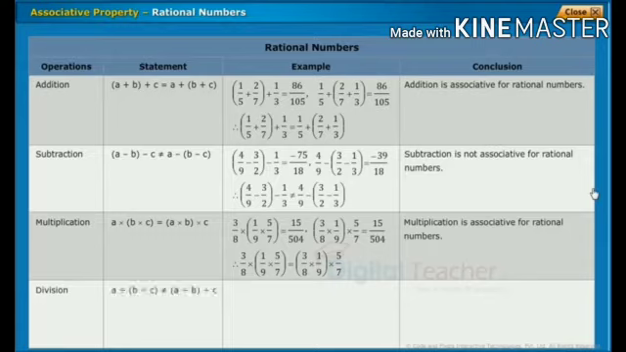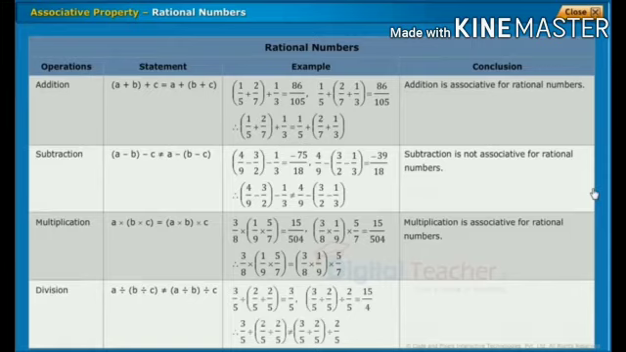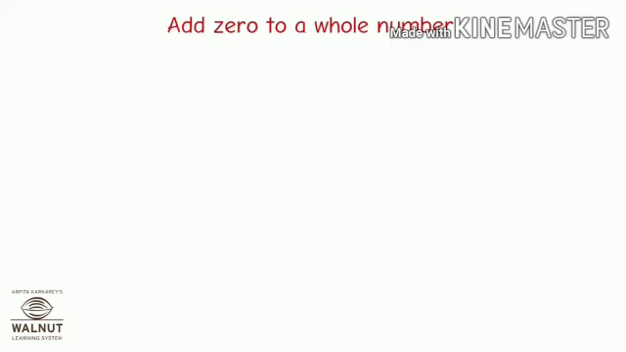And let's go for division now. (a ÷ b) ÷ c is not equal to a ÷ (b ÷ c). Let's substitute some numbers. In this example the LHS is not equal to RHS, so division is not associative for rational numbers.